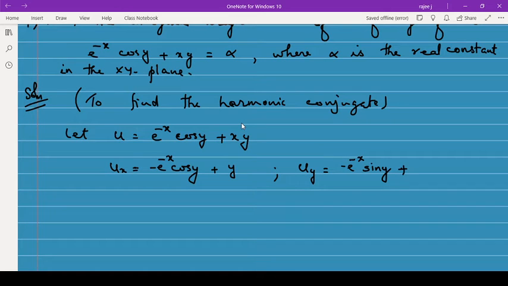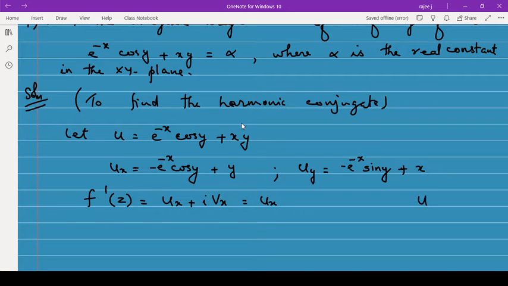The derivative of xy with respect to y is x. So here we got ux and uy. Therefore here we have f dash z. f of z is u plus iv, it is understood. So f dash z is equal to ux plus ivx. We don't have vx here, so this is equal to ux.